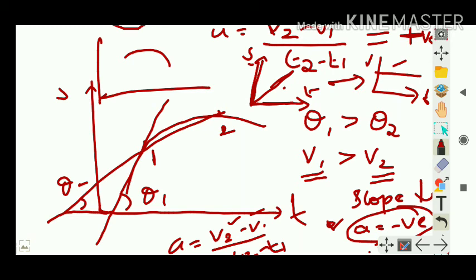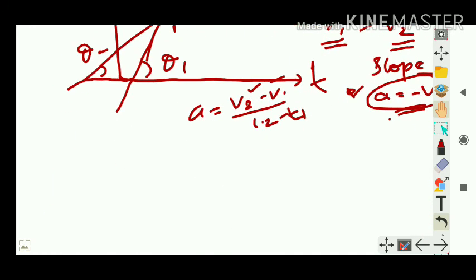Why? See, what does this straight line indicate? Equal displacement in equal intervals of time. So that means the velocity is constant. When velocity is constant, the acceleration is 0. Clear? Keep that in mind. I hope you understood the scenarios where acceleration is positive, negative and 0. Now we'll do a few problems.